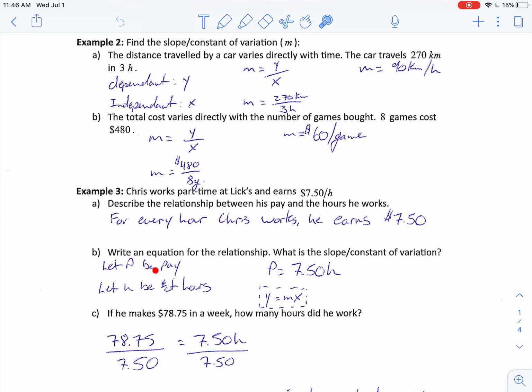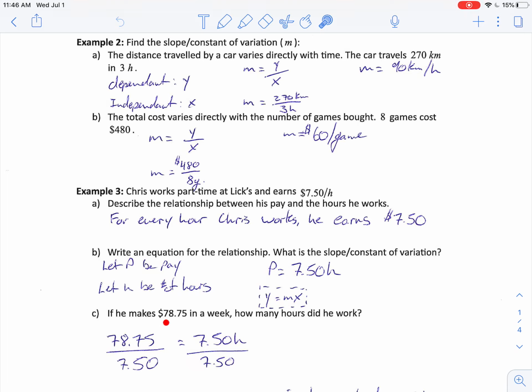Well, if we let P equal the pay and H be the number of hours, his pay is determined by his rate of $7.50 for every hour that he works. And if we look at it, this is the equation that we see: y equals mx. We're just not using those variables. We're using it in the context that we understand from the information given to us. But this format is something that we're going to need to know a little bit later on.